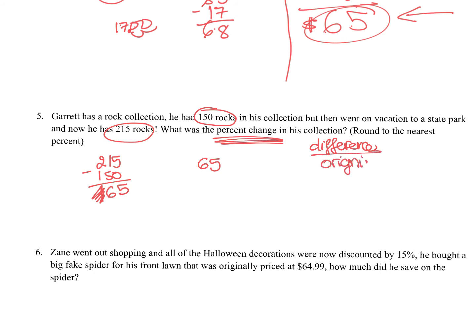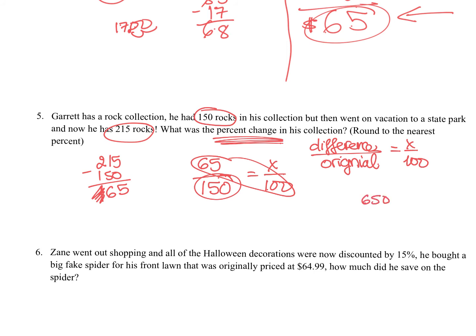This formula will be used to find the percent of change. X out of 100. So 65 out of 150. You can stop the video and do cross multiply and divide. We'll find out the percent. So 65 times 100 is 6,500 divided by 150. When we have 0s on the divisor and dividend, I'm going to cancel them out.